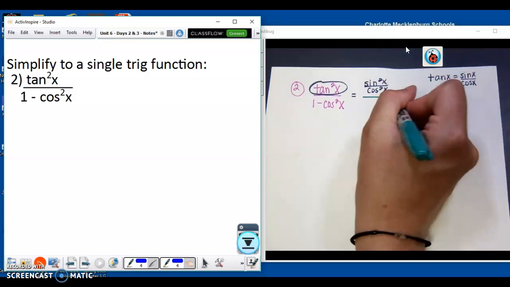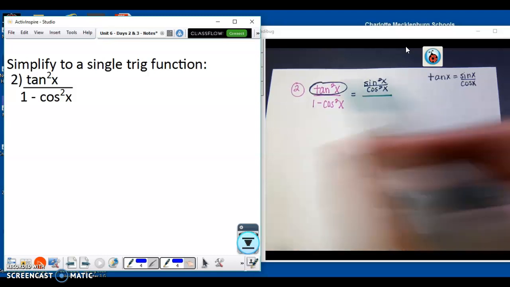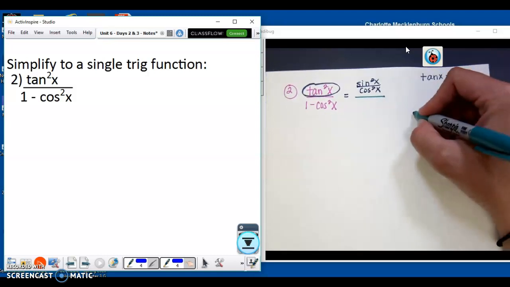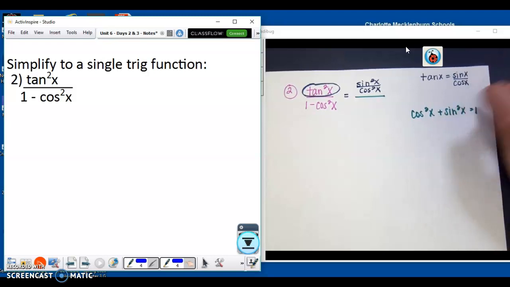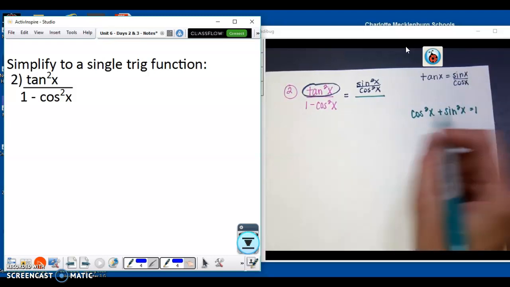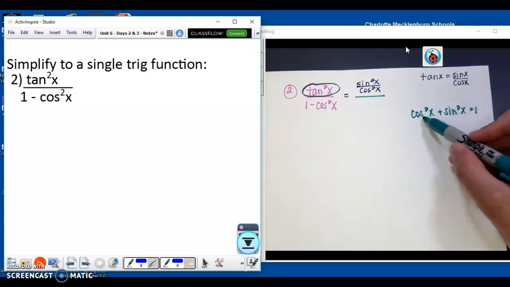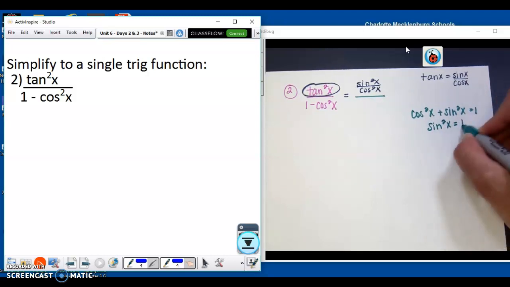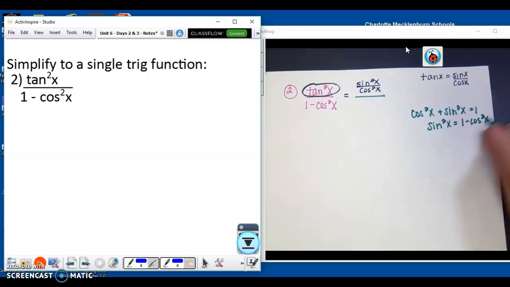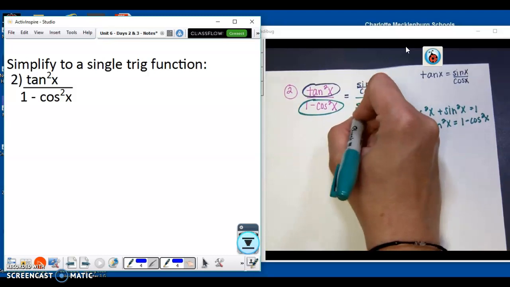Now, on the bottom we have 1 minus cosine squared x. It is in terms of cosine, but because of this 1, let's think about our Pythagorean identities. We just said cosine squared x plus sine squared x is equal to 1. I want to rewrite this so it says 1 minus cosine squared x, so I can just move this cosine squared x over here. That means 1 minus cosine squared x is equal to sine squared x.